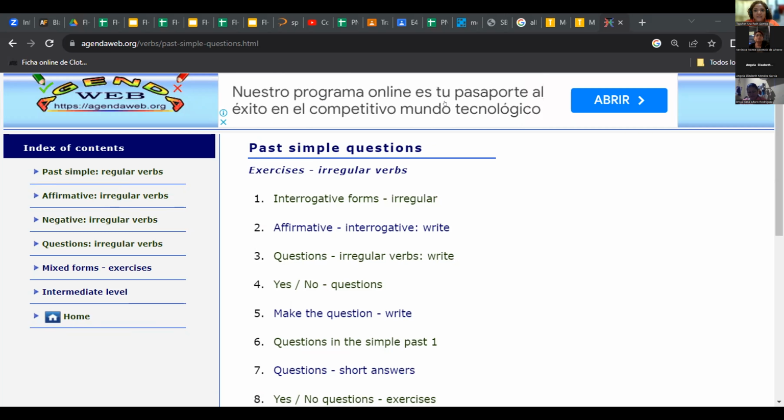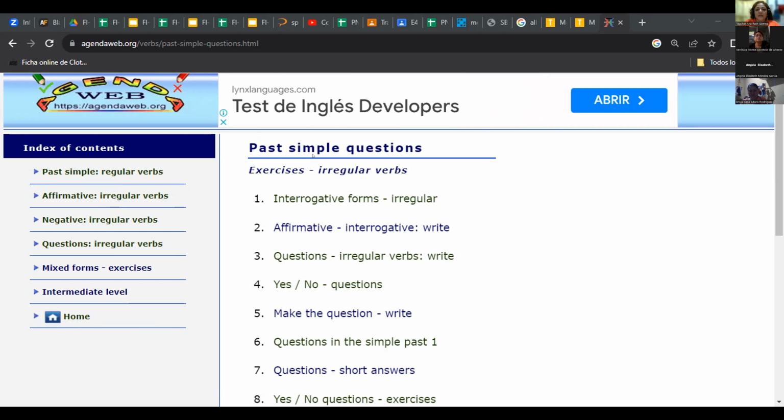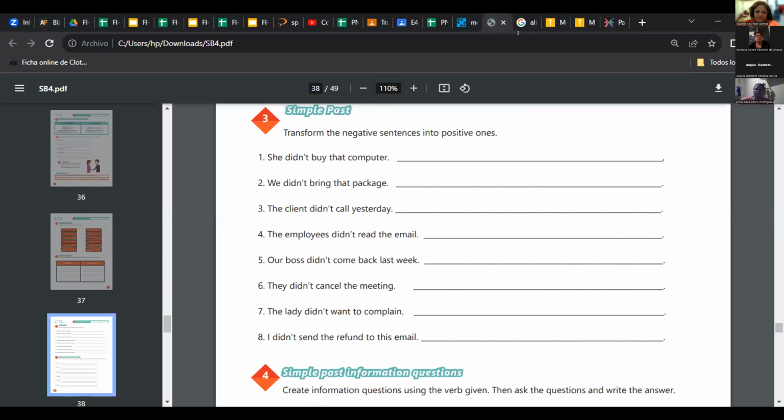So practicing with exercises is better. All right? So maybe one person, please, can send the link to WhatsApp and you can practice. Okay, so let me see. Let's continue with this. This is only an extra help that I'm giving you.